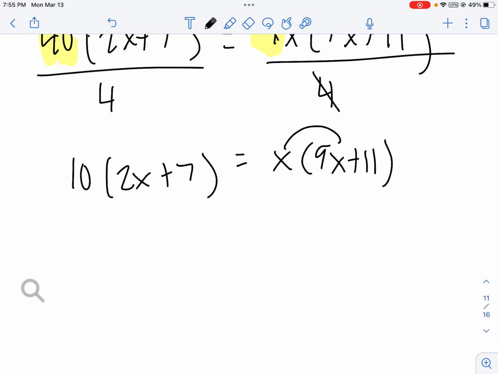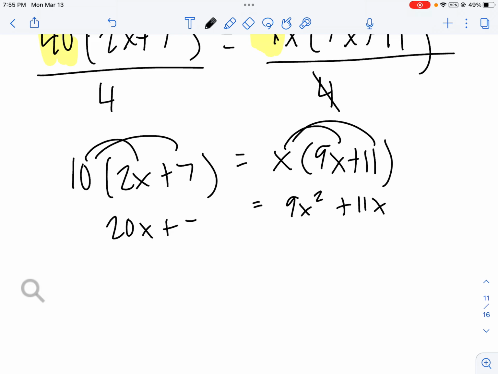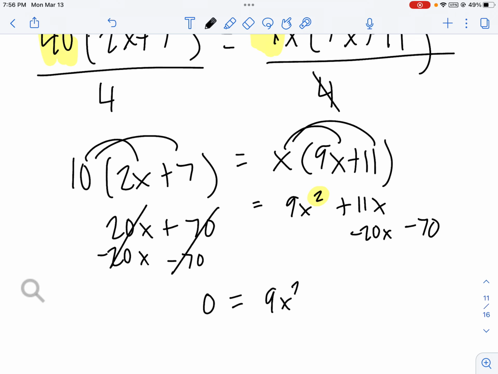Okay, so now let's distribute that x through, and we get 9x squared plus 11x. And distribute the 10, and we get 20x plus 70. Okay, far easier to deal with. Now, hopefully bells are ringing as soon as you see a square anywhere. Your goal is to get everything onto the same side. You are going to be solving a quadratic. I like keeping my squares positive, so I'm going to move the 20x and the 70 to the other side. Okay, so those cancel, leaving you with 0 equals 9x squared minus 9x minus 70.